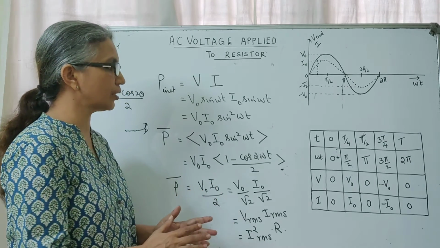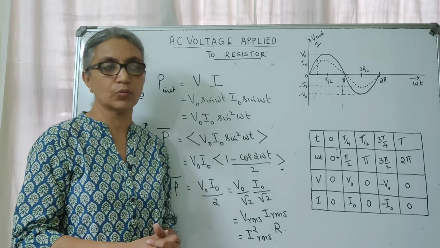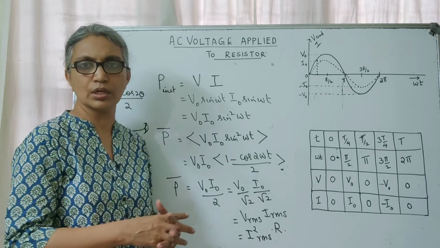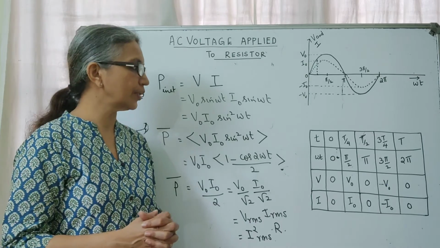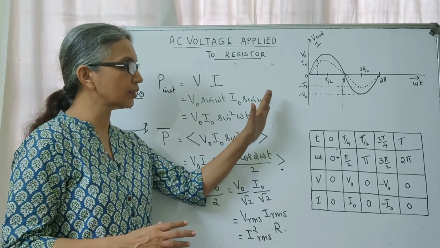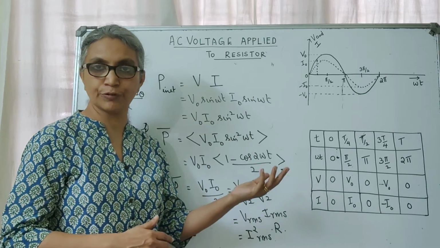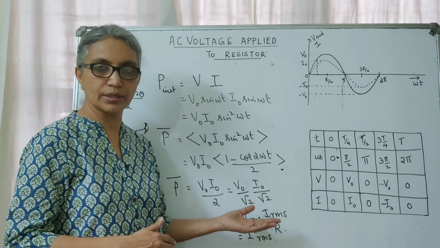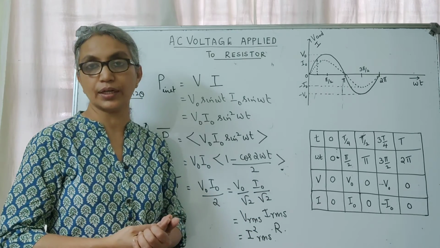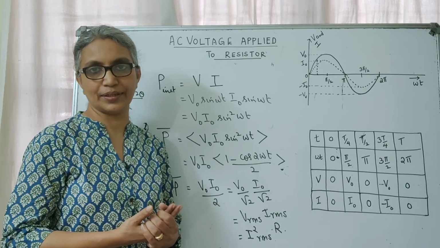So I think today we have discussed all that we need to know when you apply an AC voltage to a simple circuit containing only a resistor. I hope you understood that in the circuit, the voltage and the current are in phase, and the power consumed is VRMS into IRMS, or you may use the formula I squared R or V squared by R.